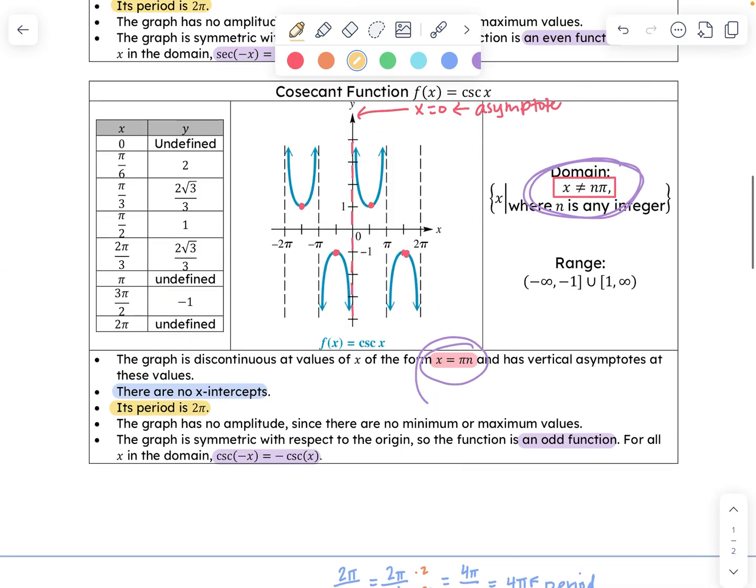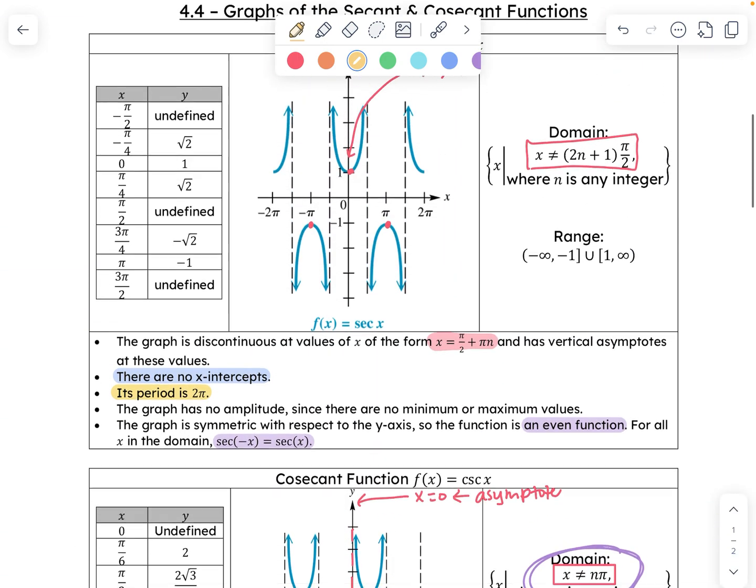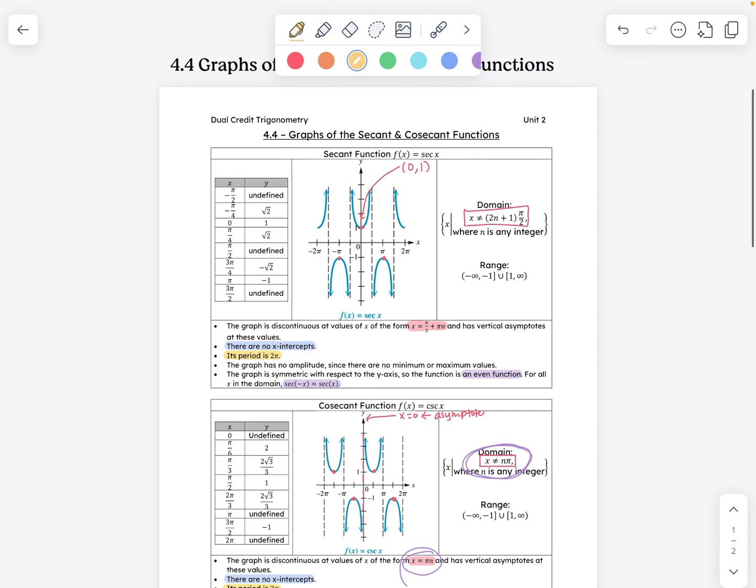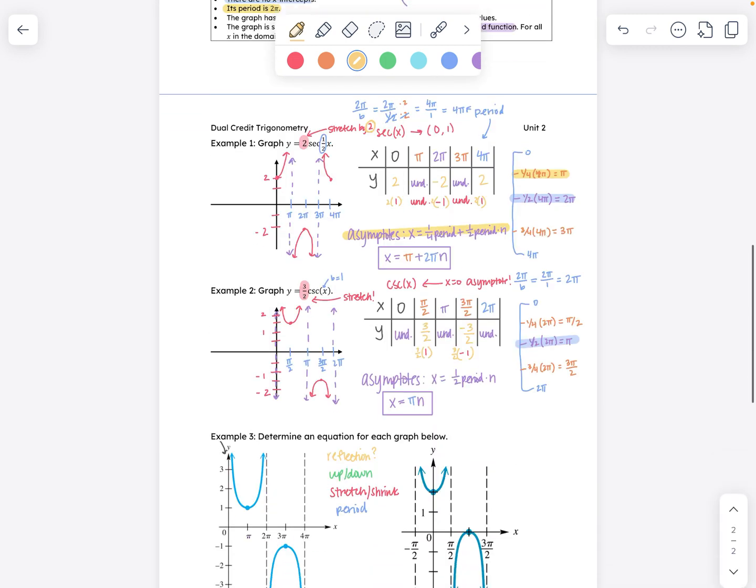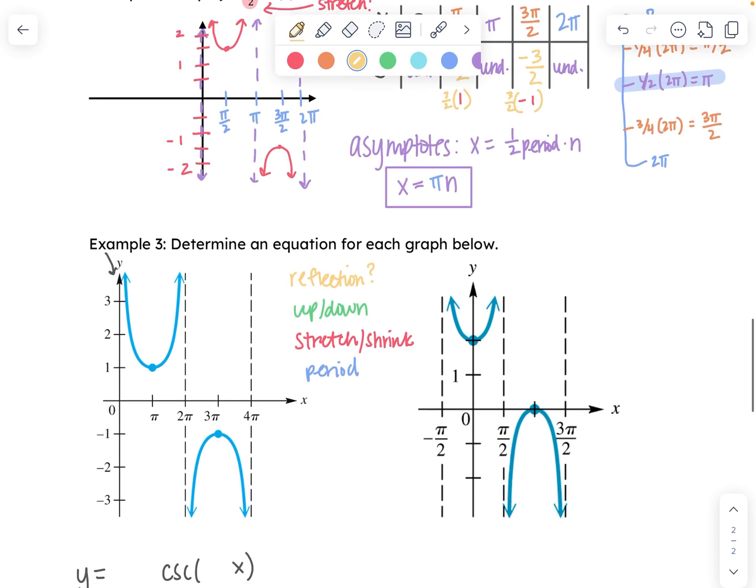Well, if you look at both our cosecant and our secant functions, you can see that our first parabola U-shaped graph starts up. So if you're looking at zero, the first part after zero needs to be going up. If it's not going up, then we have a reflection. So if I come down here, I can see that the first part is indeed going up. So is there a reflection? No.